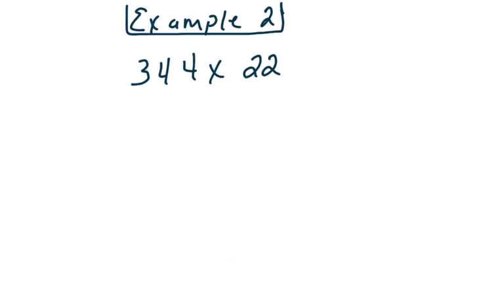Now, my next example is going to be 344 times 22. Again, the first thing I do, put my number in expanded form, 300 plus 40 plus 4 times 20 plus 2. And you remember, we're going to distribute 20 and 2 across the place value positions of 344.